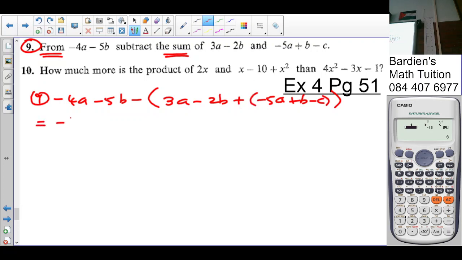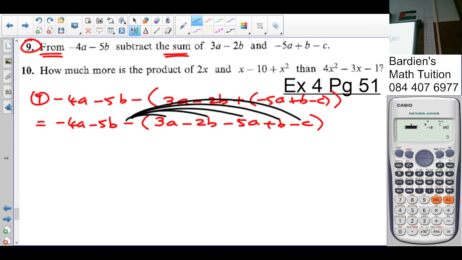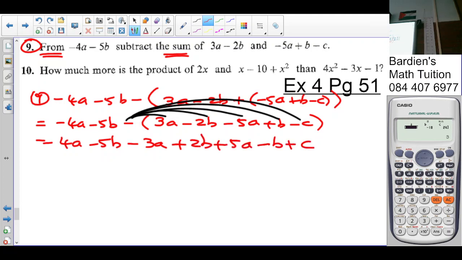So that's going to give us negative 4a minus 5b minus, I'm going to sort out inside the bracket first, 3a minus 2b minus 5a plus b minus c. Now we add like terms. Or I could have multiplied out the negative. I'm going to go with the negative one time and do like terms afterwards. That negative must be multiplied by each term inside that bracket. So negative 3a plus 2b plus 5a minus b plus c.